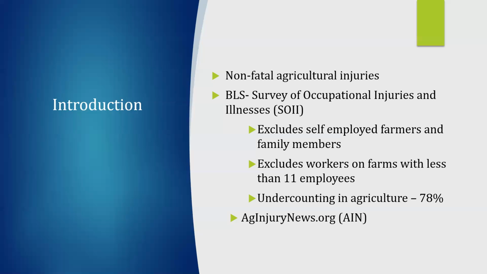Another widely used national data source for agricultural injuries is aginjurynews.org. The aginjurynews.org database is publicly available and it tracks agricultural injuries through online media reports. Aginjurynews.org captures both occupational and non-occupational agricultural-related fatal and non-fatal injuries. However, Ag Injury News data is limited to traumatic and newsworthy injuries.